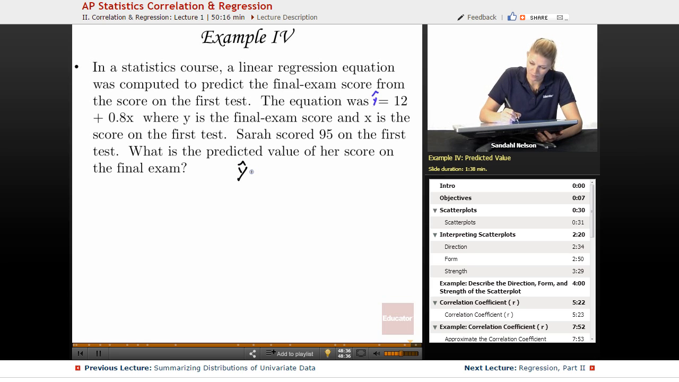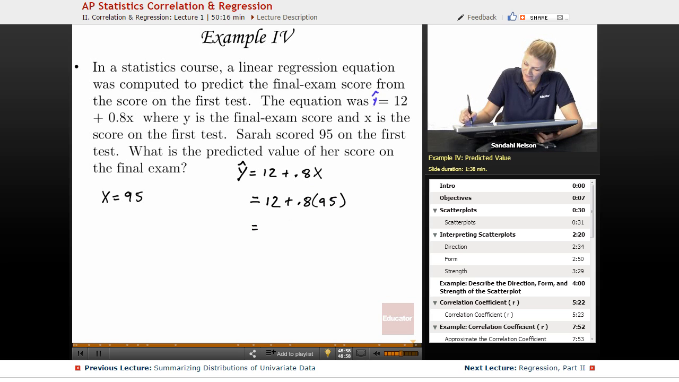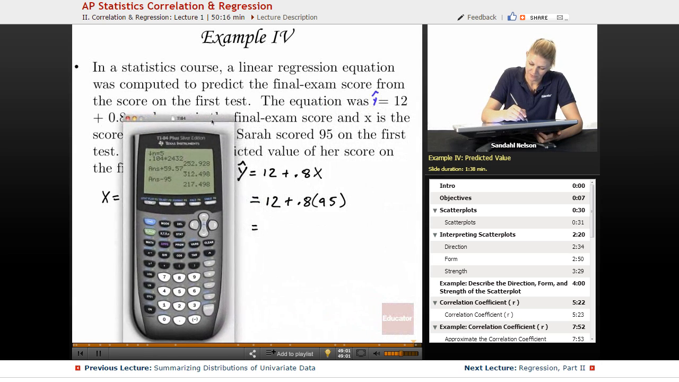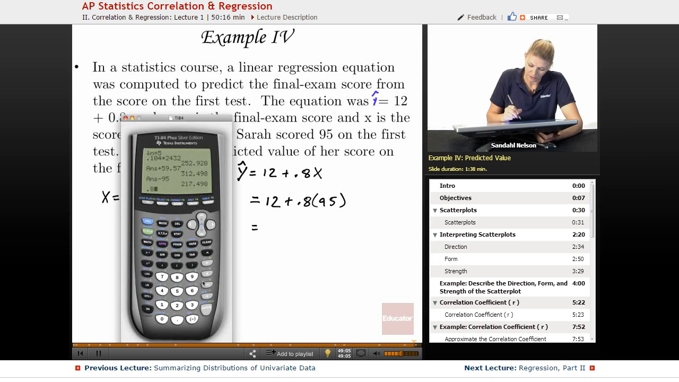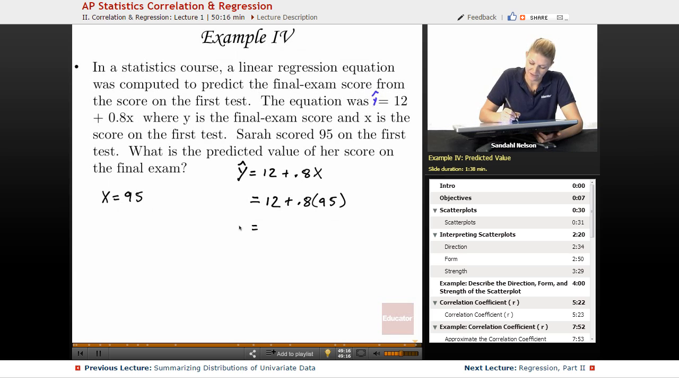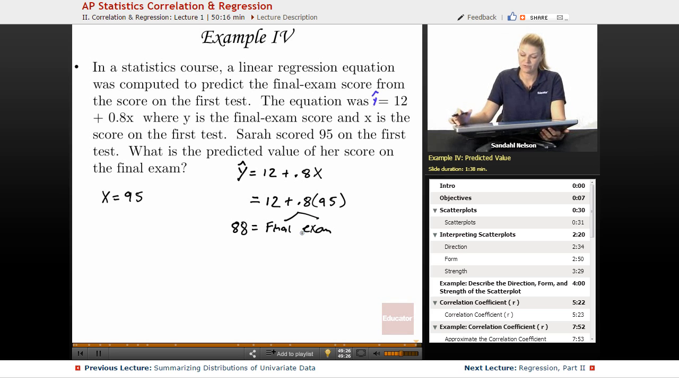So we'll write it out. We know that y hat is 12 plus 0.8x. And we know that Sarah scored 95 on the first test. So her x was 95. So that means that her y hat, or her predicted score on the second test, was 12 plus 0.8 times 95. Bringing up the calculator. So that means that we predict that on the second test, she will score 0.8 times 95 plus 12, that she'll score an 88. So the second test, I guess, was a little bit harder. So we say that she's going to score 88 on her final. So we'll say that 88 is her predicted, right, wearing a hat, final exam score.